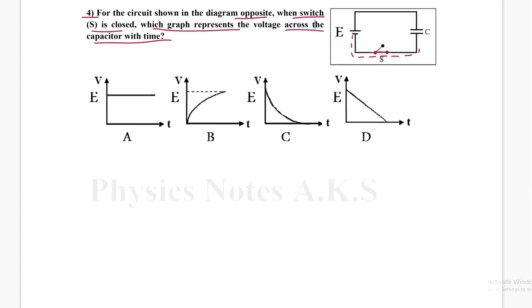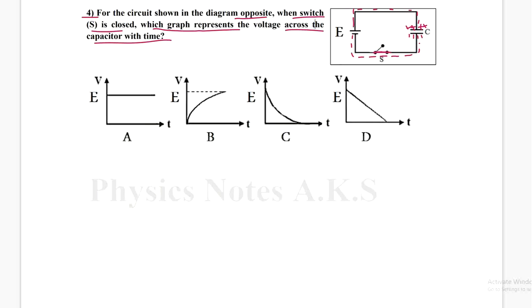Okay, so when I close the switch, I know that electrons will move from the negative terminal of the battery and they will gather at this side of the capacitor. This will make more electrons escape from the other side. So here there will be positive, positive, positive, positive.